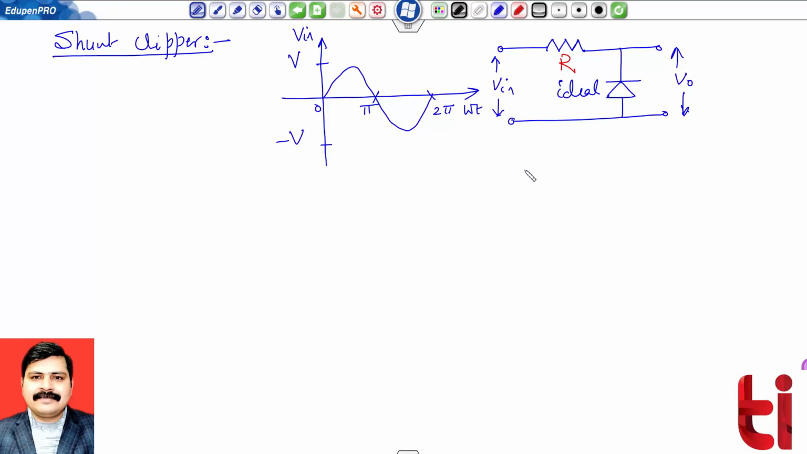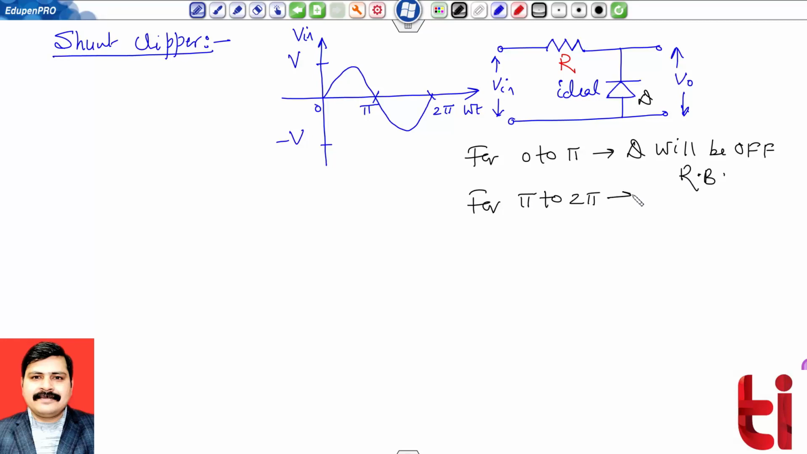So now you can check for the positive half cycle. The entire positive signal is applied through this resistance to the cathode of this particular diode. That means for 0 to pi, that is the positive half cycle, diode D, I'm saying that this is D, will be off as it is reverse biased, and for the negative half cycle, that is from pi to 2 pi, my diode will be on as it is forward biased.